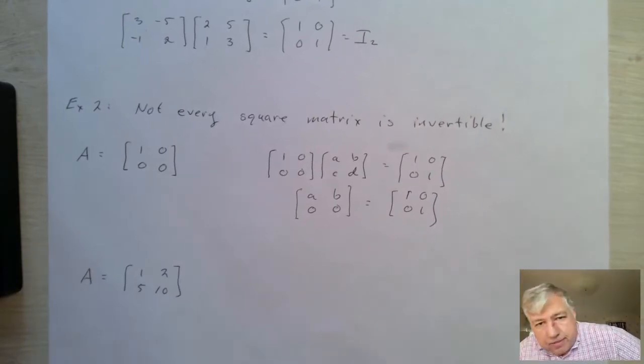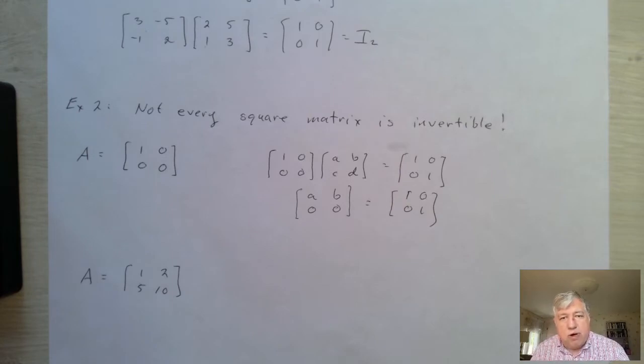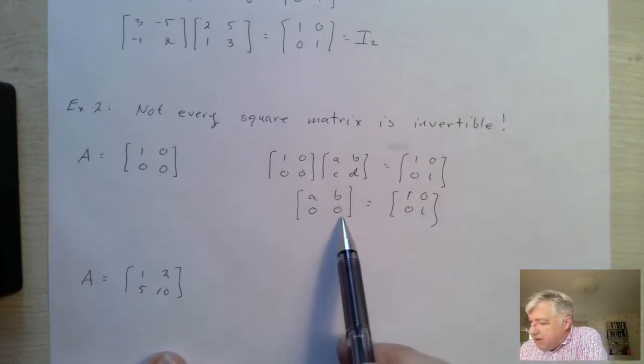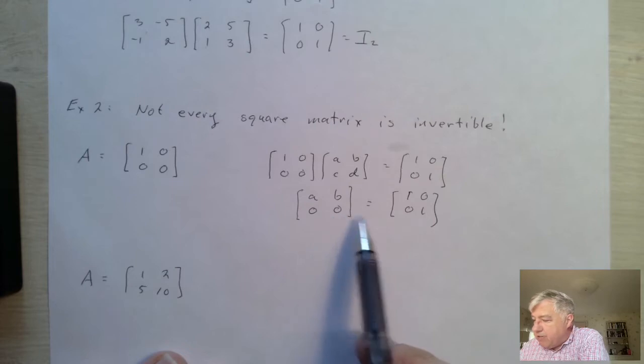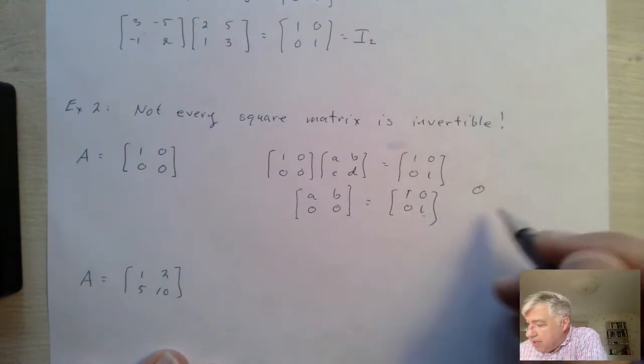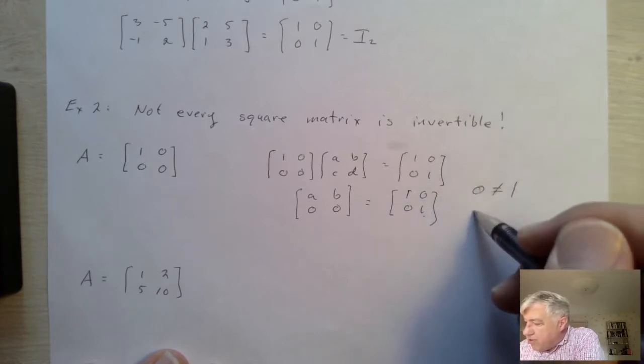Now take a look at this, and it's not hard to see that this can't happen no matter what a and b are, because if these matrices are equal, then this entry has to equal 0, but this entry is 1, and 0 is not equal to 1. So it's not possible.